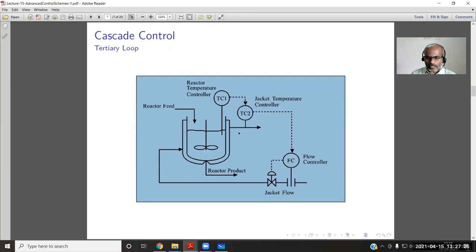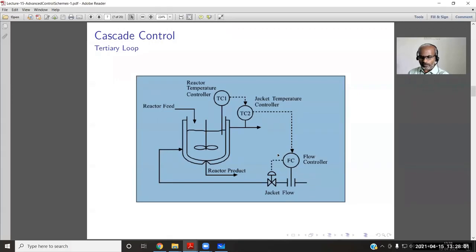So there are 3 loops here. The master loop is temperature controller 1, the inner loop is TC2, and inside that there is another flow control. Normally the flow control is used as the innermost control, because flow measurements are quite fast, and the time constant of a flow system is simply the volume divided by the volumetric flow rate, that is, the volume of this pipe segment over the volumetric flow rate. That is again very fast.